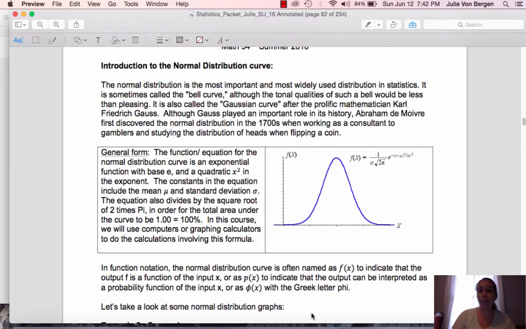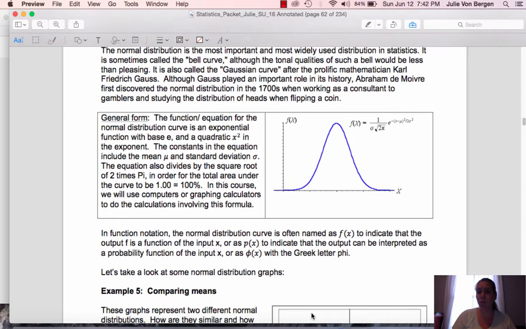This is Unit 2D, Example 5. So make sure you take a minute and read through the introduction to the normal distribution curve. This is the bell curve that we'll use very often in statistics. Notice that it is symmetric, so we don't have any skew relationships with the symmetric normal distribution.